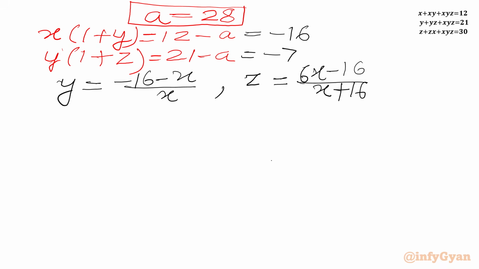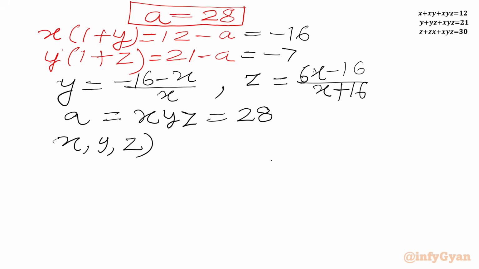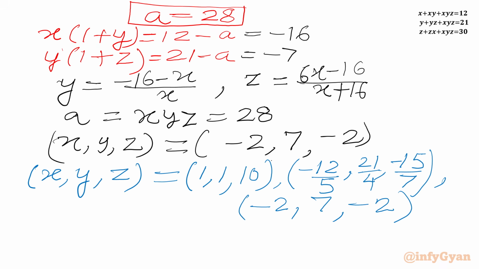Now we have to write here a equal to xyz equal to 28. We are going to get x comma y comma z equal to x is minus 2, y is coming out 7 and z is minus 2. So we have the ordered triplets x comma y comma z: 1 comma 1 comma 10; minus 12 over 5 comma 21 over 4 comma minus 15 over 7; and minus 2 comma 7 comma minus 2.